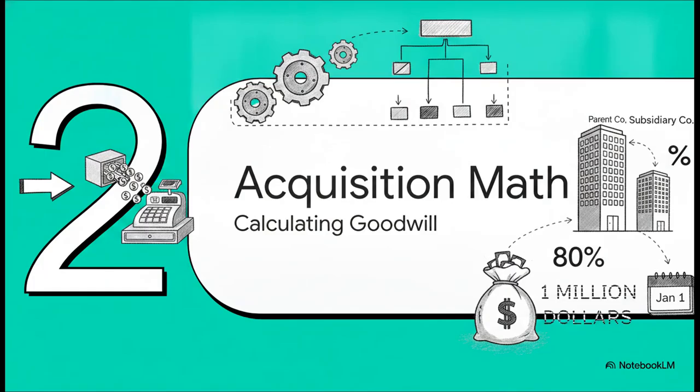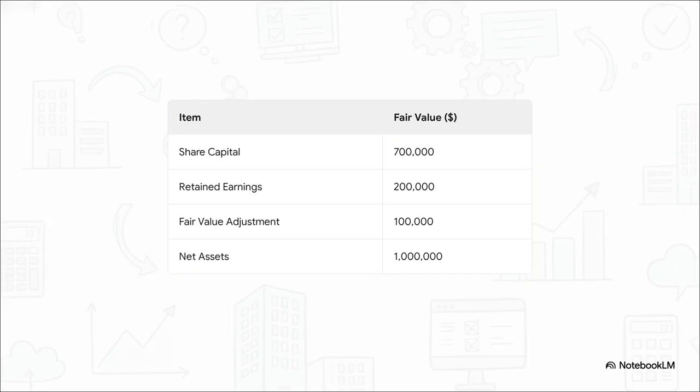Moving right along to phase 2, doing the acquisition math. Let's bring in our running practical example to see how this actually builds. Let's say Parent Co. acquires 80% of Subsidiary Co. on January 1st, and they pay exactly $1 million in cash. The very first mathematical step here is measuring the subsidiary's identifiable net assets at fair value. And crucially, this has to be done on the exact date of acquisition. So we've got share capital at $700,000, retained earnings at $200,000, and a fair value adjustment of $100,000. Add those up, and in our example, that perfectly totals $1 million in net assets.